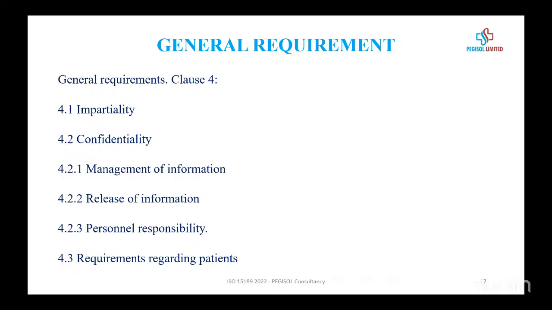Is that well understood? If you understand it, please type in the comment section. I just want to ensure that we understand what we are doing. So 4.1 talks about impartiality. 4.2 talks about confidentiality of information. 4.3 talks about requirements regarding patients. Now, this is what makes up what? The general requirements.